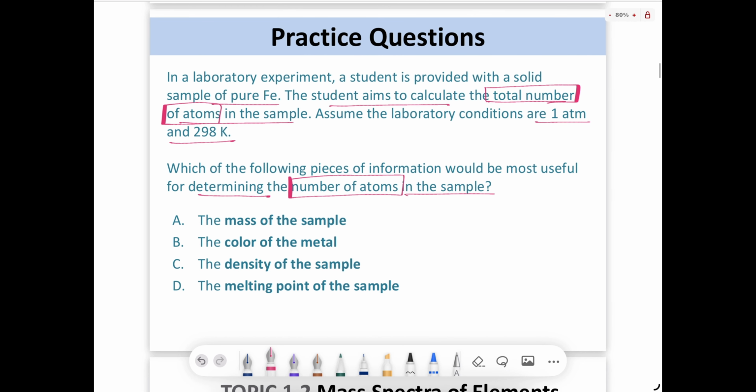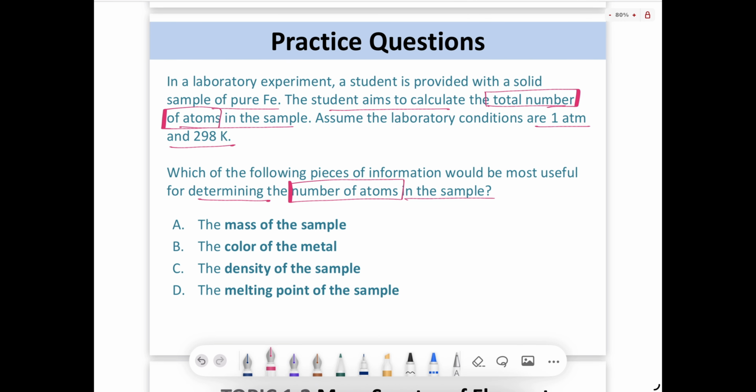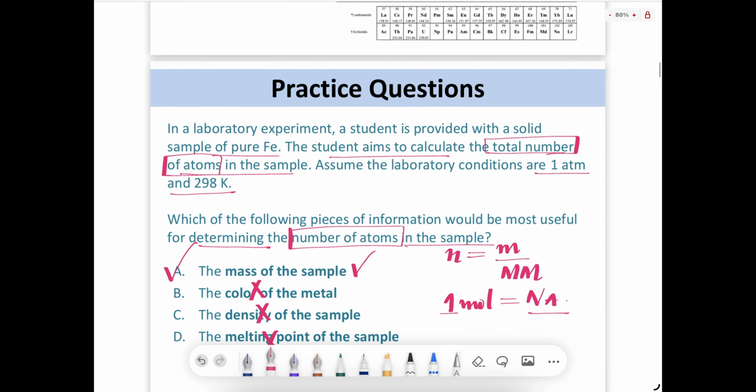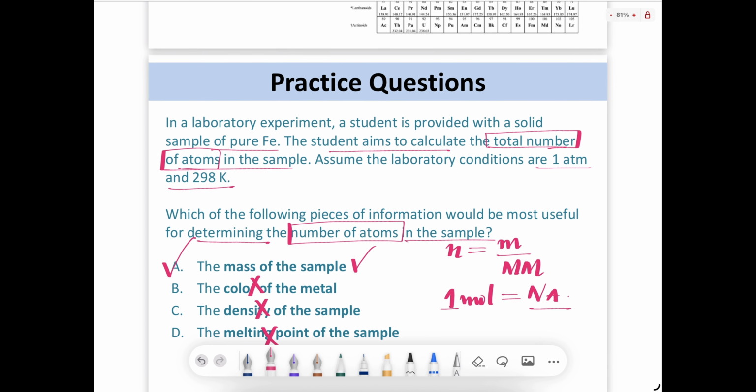So I want you to see this question now. The mass of the sample, okay, so you saw number of moles is equal to mass over molar mass, and you also know 1 mole is equal to Avogadro's number of particles. So okay, we need to know the mass, we don't need to know the color, we don't need to know the density, we don't need to know the melting point. So the answer is going to be A. So this is how you'll solve this question. Now I want you to solve more questions and develop a secure understanding.